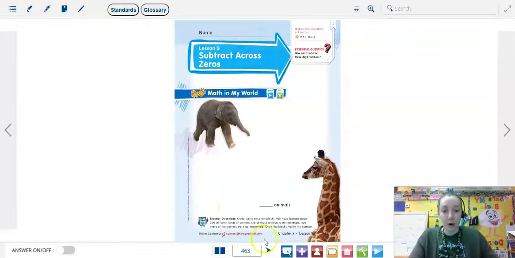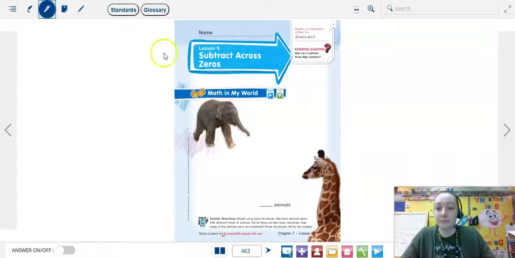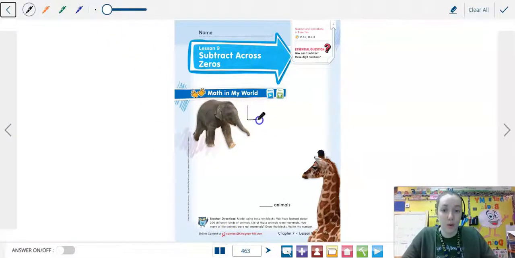So we want to model using base 10 blocks, okay? So we have learned about 200 different kinds of animals. 126 of those animals were mammals. How many of the animals were not mammals? Okay, and then we're going to draw the block and write the number. So we're going to draw 200 with base 10 blocks. So I have my 100, 200.